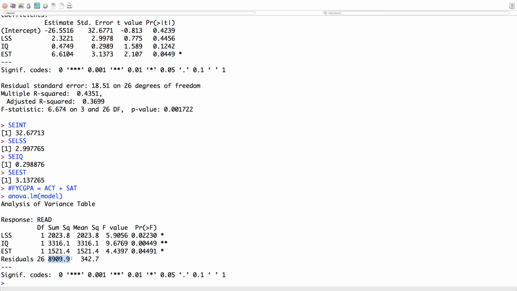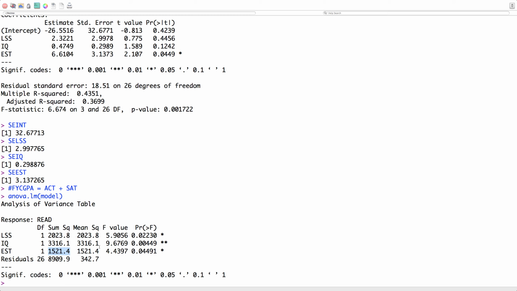Sum of squares for the residuals, for the errors, 8909. Well, that matches up. And then we get this partitioning out. Instead of just having one line of regression, it's partitioned out the sum of squares for LSS, IQ, and EST. All right, no big deal. Trust me, if you add those three numbers together, 2023.8, 33.16, and 1521.4, you're going to get 6861.3, just like we got for the sum of squares for regression.